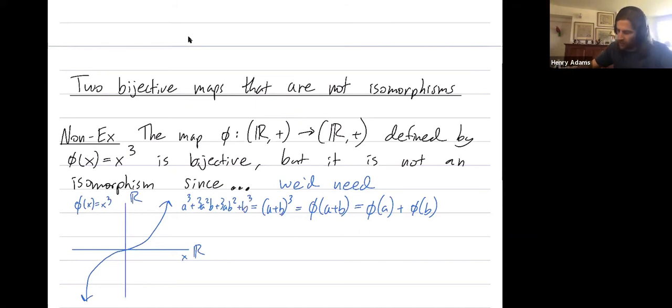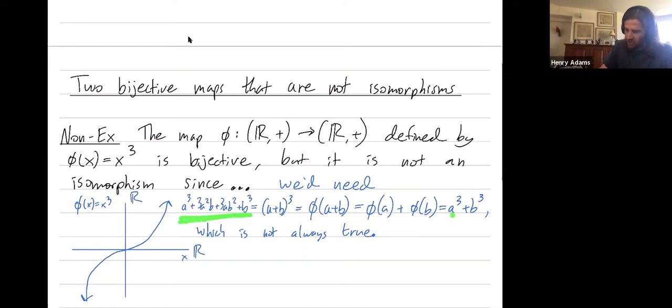And phi of a plus phi of b, on the other hand, well, phi of a is just a cubed. Okay, but this is not always true. So it's not the case that the left-hand side is always equal to the right-hand side. The a cubes are fine and the b cubes are fine, but this leftover bit is going to mean that this fails. Let's pick particular numbers.